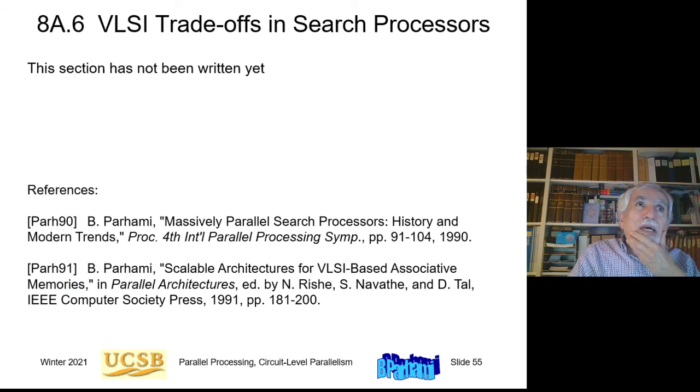Okay, this concludes my discussion of search acceleration circuits. This section deals with VLSI trade-offs in search processors, basically when you implement large search processors, what are the VLSI considerations in terms of complexity of processors, their placement, connections between them, whether you need long wires or you can do it with short wires, and so on. This will eventually be discussed in this section once I've had a chance to write it.